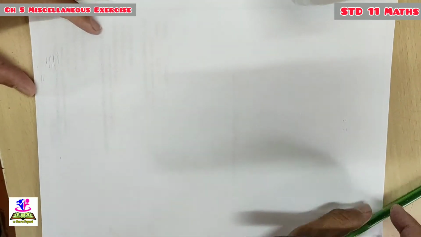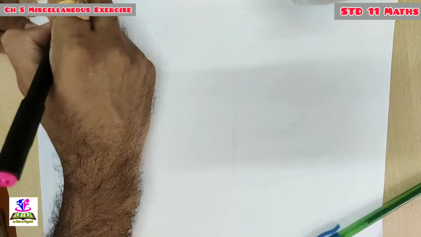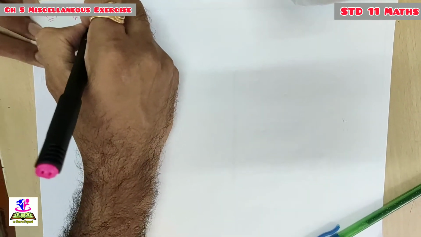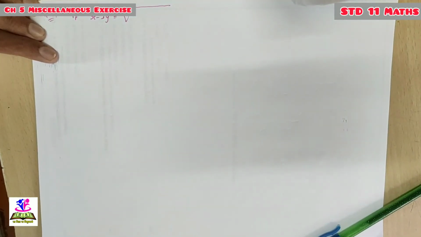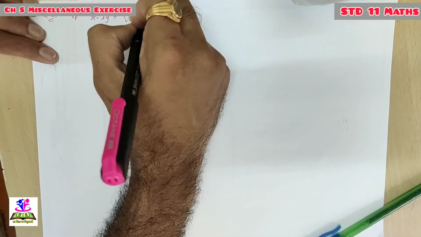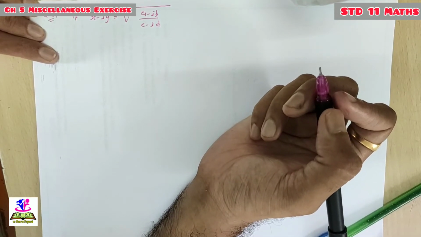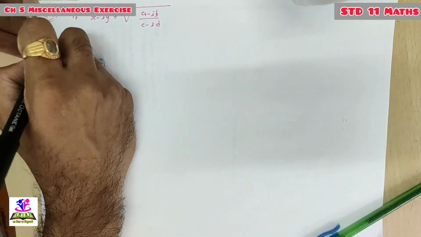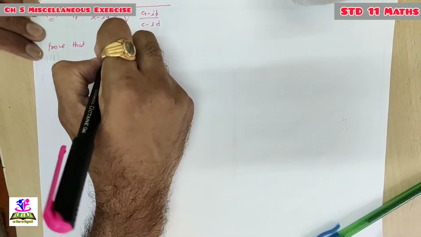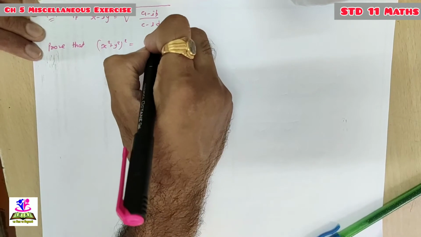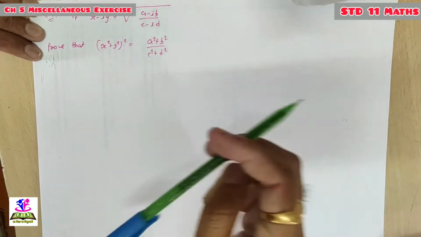Question number 4, so here you have to prove: if x minus iy equals square root of (a minus ib) upon (c minus id), then prove that (x square plus y square) whole square equals (a square plus b square) upon (c square plus d square). This you have to prove. Done. So let's start with the given.